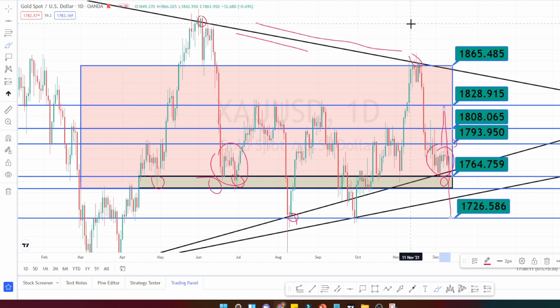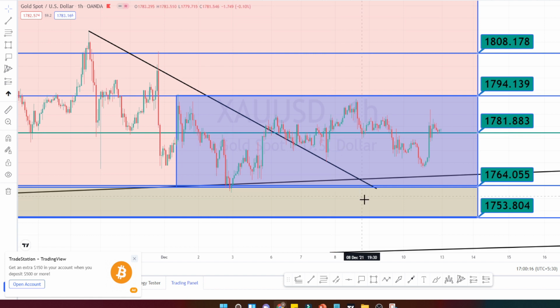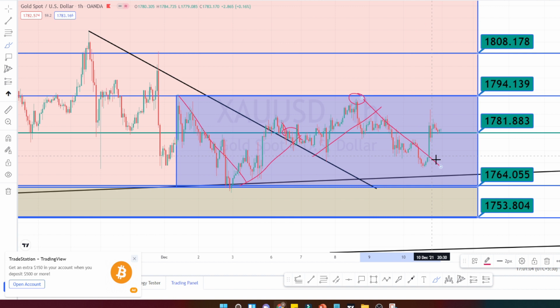Let us do the analysis in hourly time frame. So I am in hourly time frame now. As explained in the daily time frame, the current price action is only within this rectangle pattern. The price has come down, again gone up and taken support over here and started its bullish trend, but it couldn't break this resistance level of 1794. From here it has taken a bearish trend, and still it didn't have enough power to test this dynamic support line of the daily time frame, and it has taken a bullish turn.